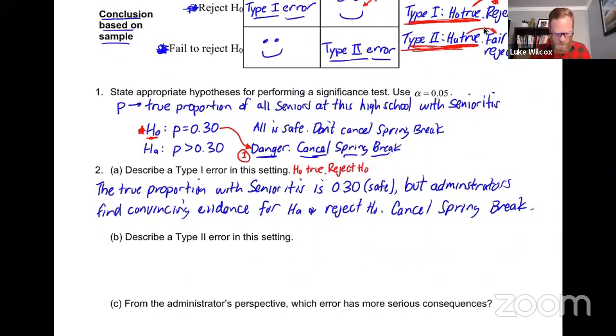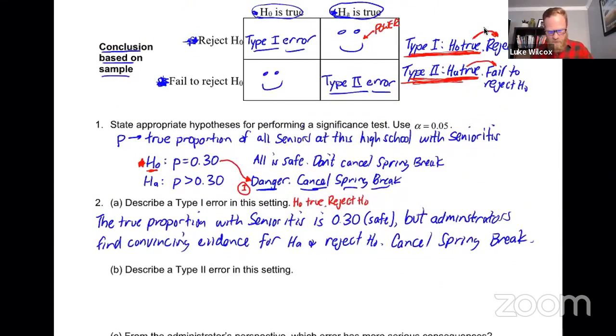Okay, now let's look at the idea of a type 2 error. So quick definition for a type 2 error, remember that the alternative is true, but we've made a mistake, and the mistake would be to fail to reject the null. So once again, let me go back up to my hypotheses. This time the alternative is true, but we've gone with the wrong conclusion here, saying that all is safe. This is the type 2 error. We just have to put that all into words now.